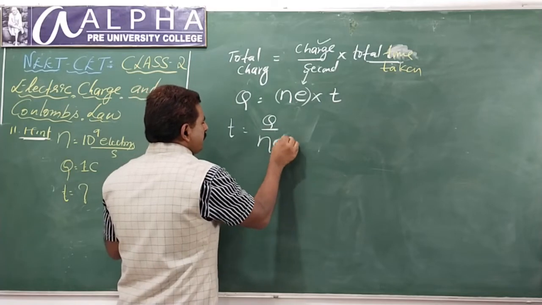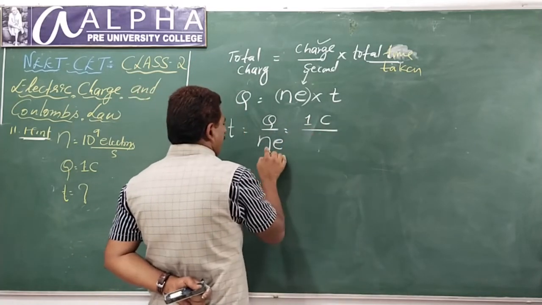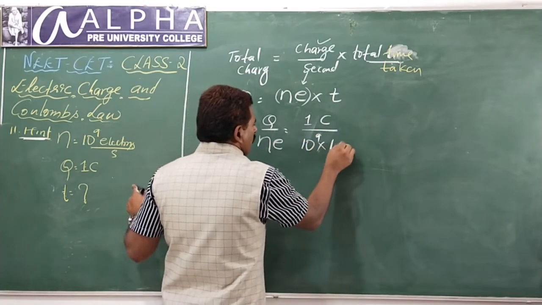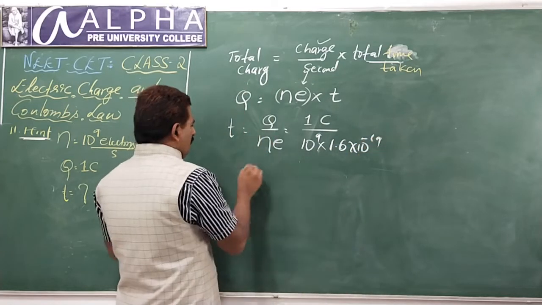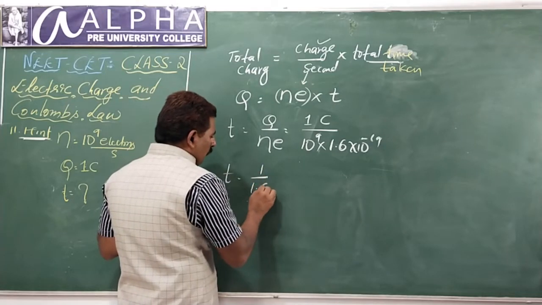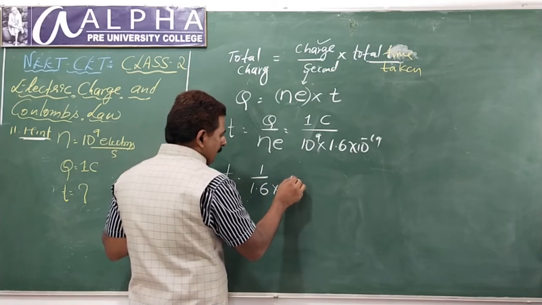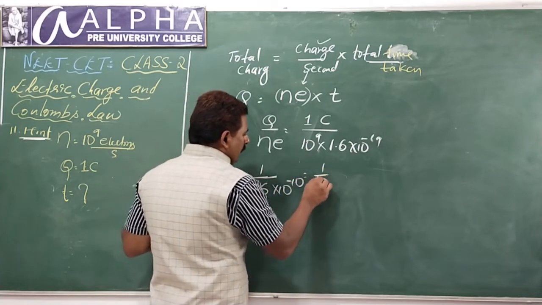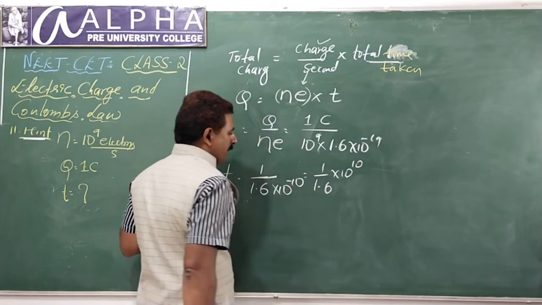N E. What is Q? Q value is 1 coulomb, divided by N. What is N? 10 power 19, into what is E? 1.6 10 power minus 19. So t equals, the numerical value, 1 by 1.6 and 10 to the power minus 10. You take this to the numerator: 1 by 1.6 into 10 to the power plus 10.